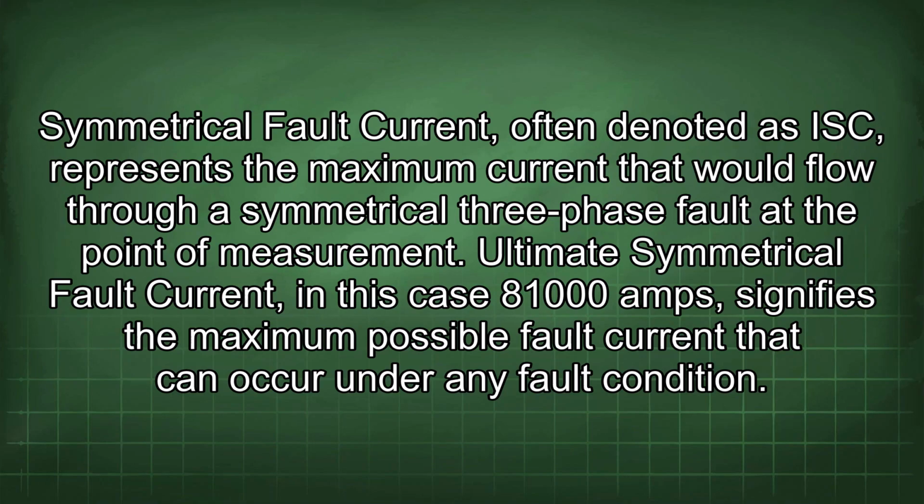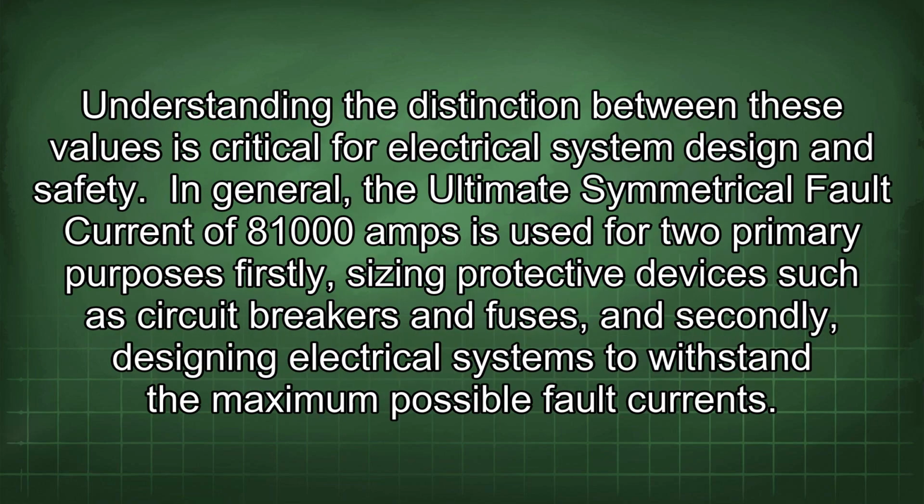Symmetrical fault current, often denoted as ISC, represents the maximum current that would flow through a symmetrical three-phase fault at the point of measurement. Ultimate symmetrical fault current, in this case 81,000 amps, signifies the maximum possible fault current that can occur under any fault condition. Understanding the distinction between these values is critical for electrical system design and safety.